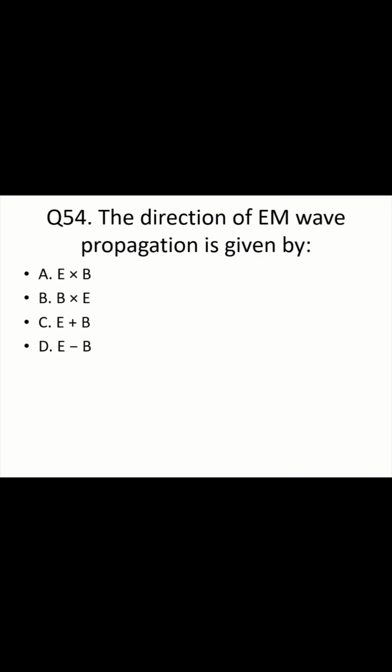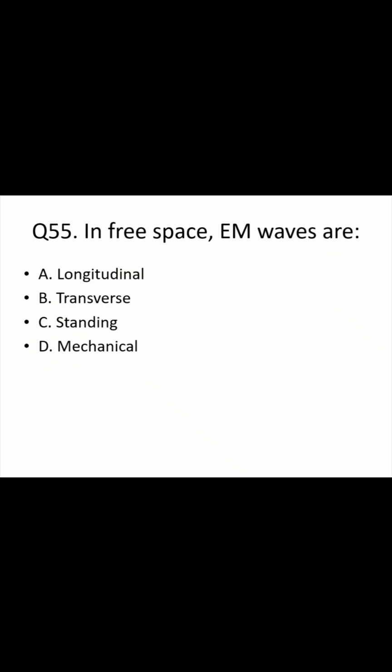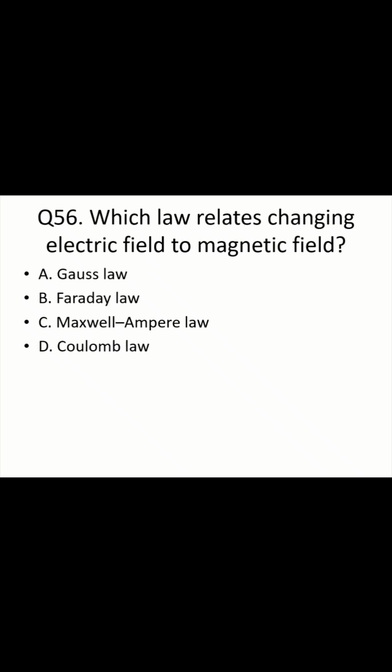Coming to question number 54, the direction of EM waves propagation is given by E cross B, B cross E, E plus B, or E minus B. So the correct option is option number A, E cross B. Question number 55, in free space EM waves are longitudinal, transverse, standing, or mechanical. So correct option is option number B, transverse.